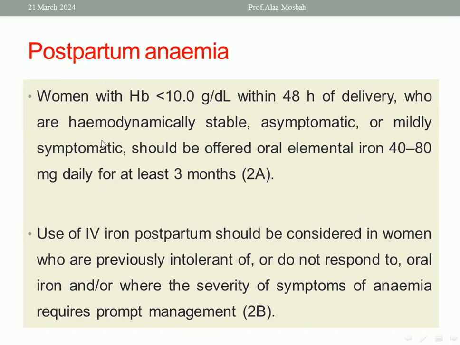So what about the guidelines? Women with hemoglobin less than 10 gram per deciliter within 48 hours of delivery who are hemodynamically stable, asymptomatic or mildly symptomatic should be offered oral elemental iron 40 to 80 milligram daily for at least 3 months after delivery. We should give her oral elemental iron, 40 to 80 milligram daily for at least 3 months.